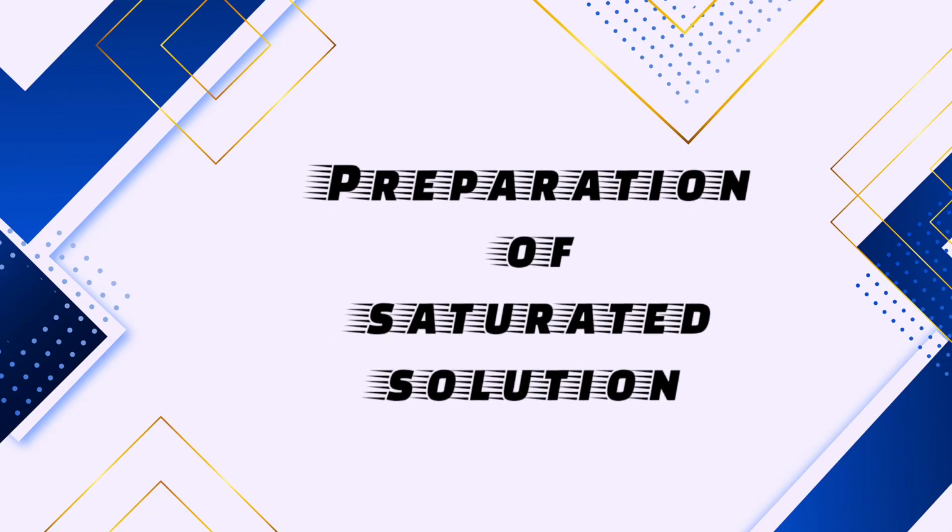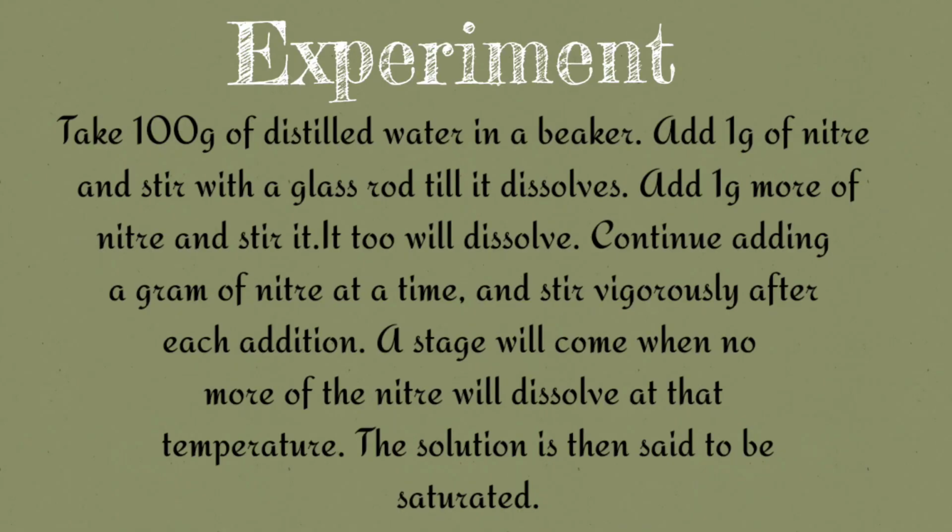Preparation of saturated solution. Experiment. Take 100 grams of distilled water in a beaker, add 1 gram of NaCl and stir with a glass rod till it dissolves. Add it continuously. It will also dissolve. Continue adding a gram of NaCl at a time and stir vigorously after each addition. A stage will come when no more NaCl will dissolve at that temperature. Then the solution is said to be saturated.